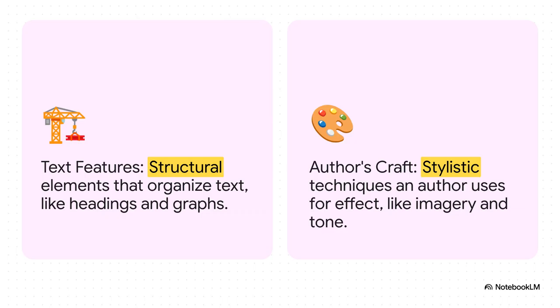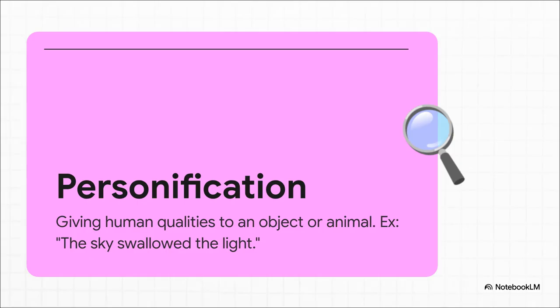Then on the right, you have author's craft. These are the stylistic choices, the techniques that create a certain feeling or effect. This is the paint, the lighting, the whole interior design vibe. So let's look at one of those craft tools, personification. The lesson defines it simply, giving human qualities to non-human things. But the example here is everything. The sky swallowed the light. I mean, that's so much more powerful than just saying the sun set, right?